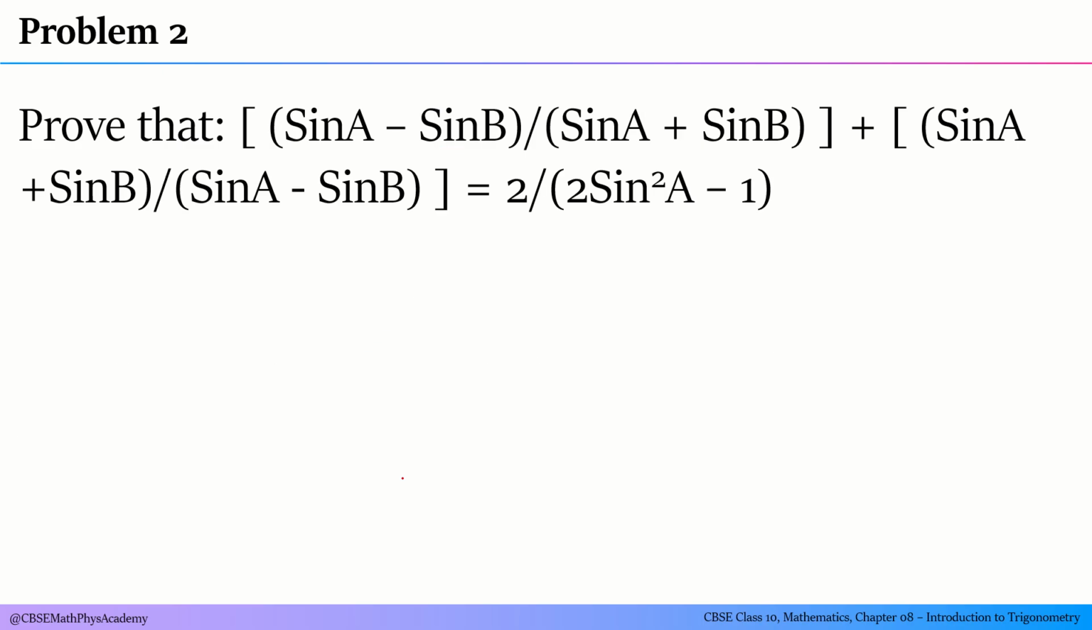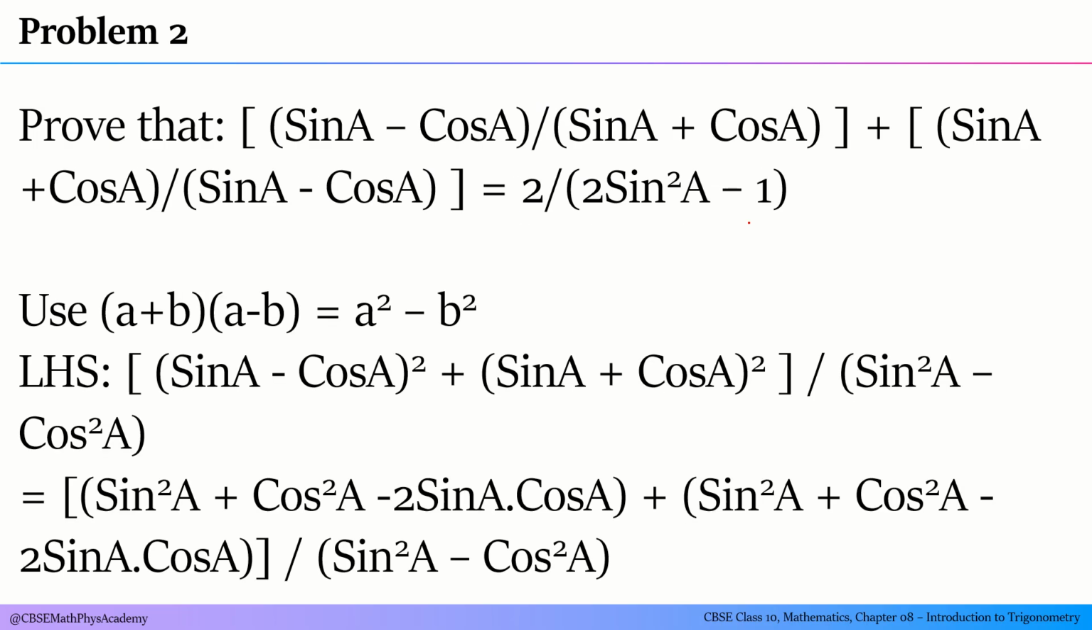So the second problem is: I have to prove (sin A minus sin B)... actually, sin A minus cos A divided by sin A plus cos A, plus sin A plus cos A divided by sin A minus cos A. Whatever you see in the first part of the equation becomes inverse in the second part. In this case, there is nothing straightforward, but just add both by adding the fractions, and I have to prove it equals the RHS.